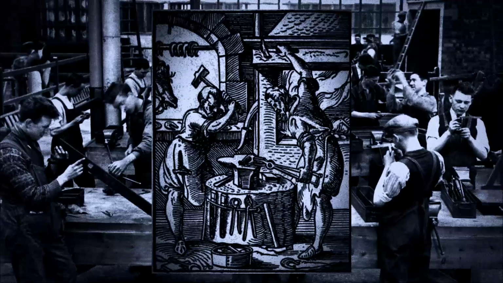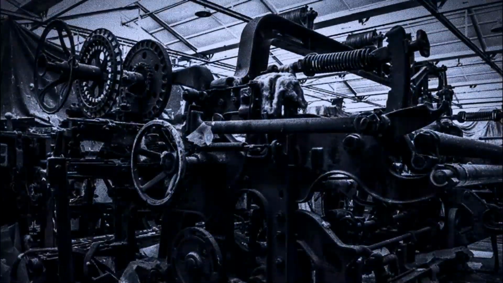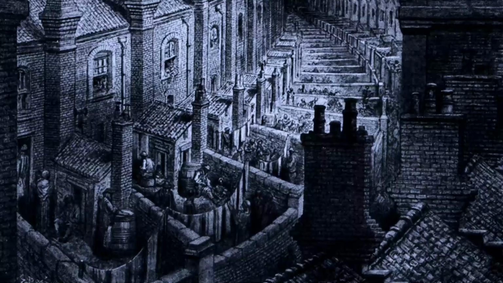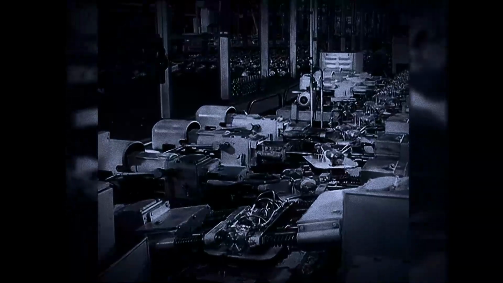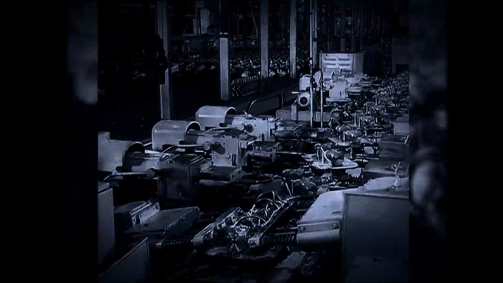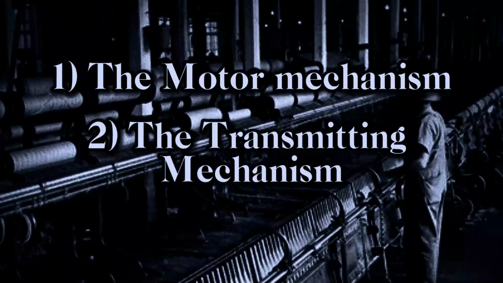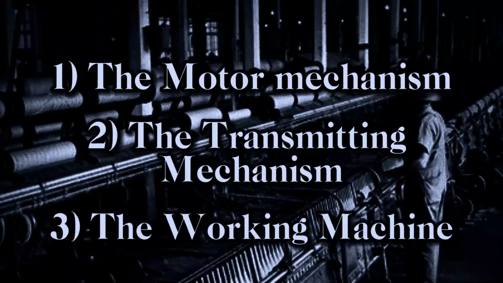This would all change with the transition from manufacture to machine industry, which began to take place in the last third of the 18th century and spread throughout the principal capitalist countries of Europe and the USA during the 19th century. The material technical foundation for the revolution was the machine. Every developed machine consists of three parts. 1. The motor mechanism, 2. The transmitting mechanism, and 3. The working machine. The motor mechanism is the moving force of the machine.